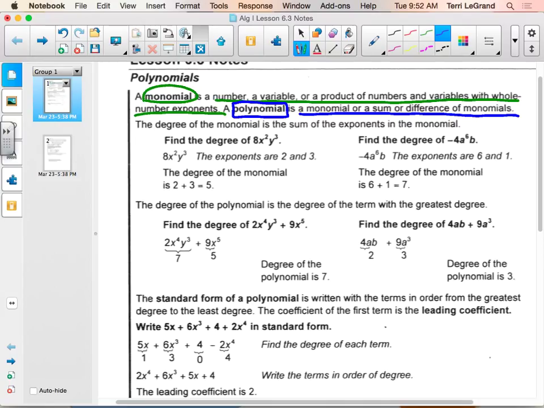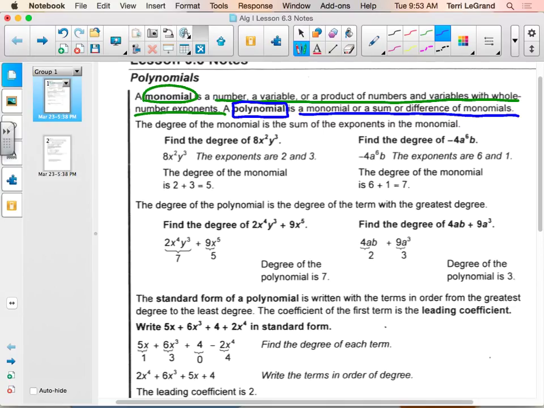Notice in a monomial, there is no addition or subtraction going on. Only a product, a multiplication. So in a monomial there's only multiplication and/or division, because division can be rewritten as multiplication. When we have a polynomial, we can have a monomial, where there's no addition or subtraction, or we can have other monomials being added or subtracted from it. So those are really important that we have an understanding of. A polynomial is a monomial or a sum or difference of monomials.